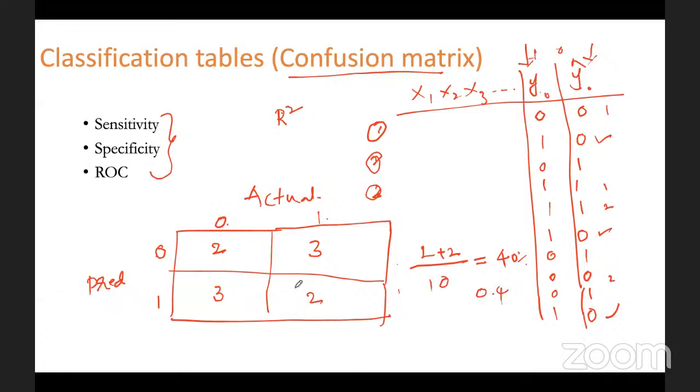So why have we added only these? Because my model correctly predicted. If the actual data is 0, my model also correctly predicted 0. If the actual data is 1, my model also predicted correctly 1. So these two elements are the right predictions, and these two boxes are wrong predictions. You sum up the number of cases the model has predicted rightly, so 4 by the total of 10 data points. That is 40%.